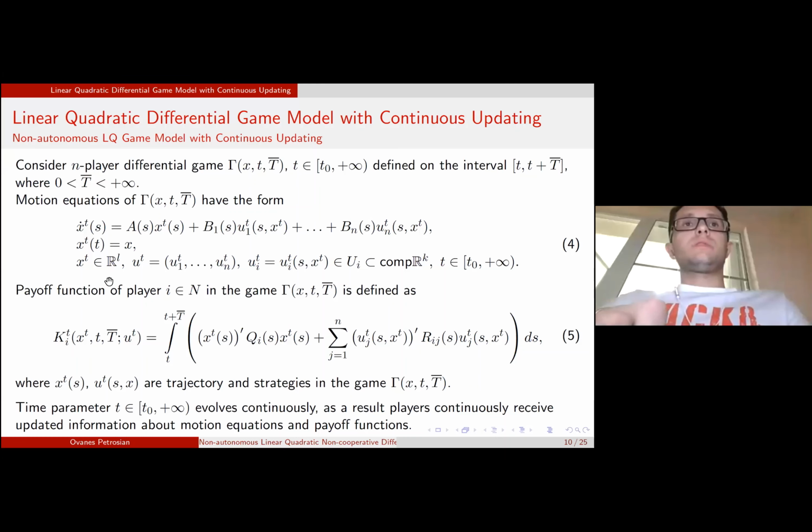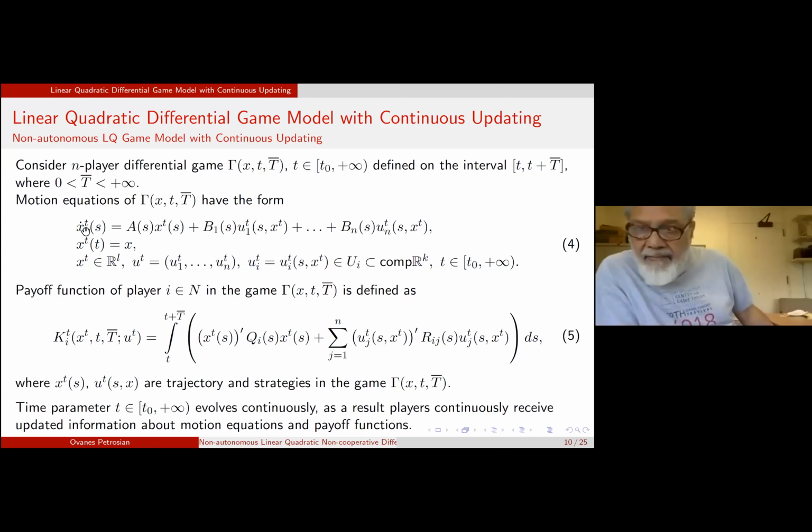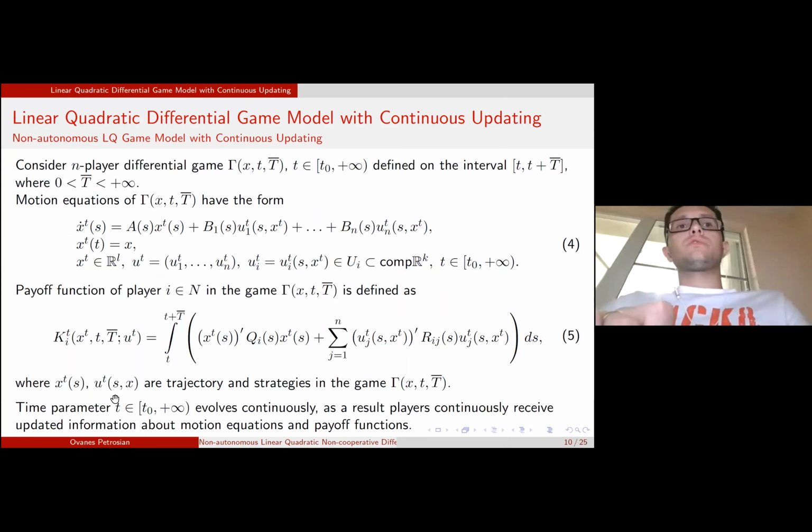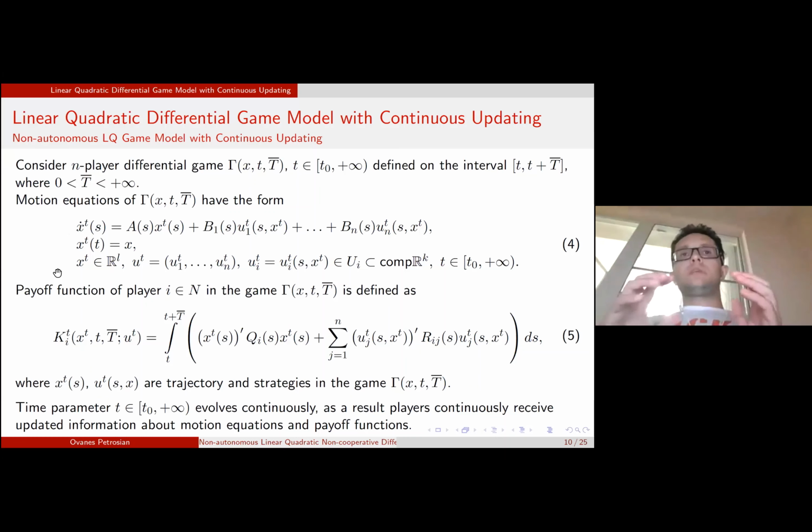Here, what is important is that the current state x has an index t, and the control also has an index t. Why? Because the game presented on the slide defines the behavior of players on the interval from t to t plus t dash. This model defines a family of games on the interval from t to t plus t dash.